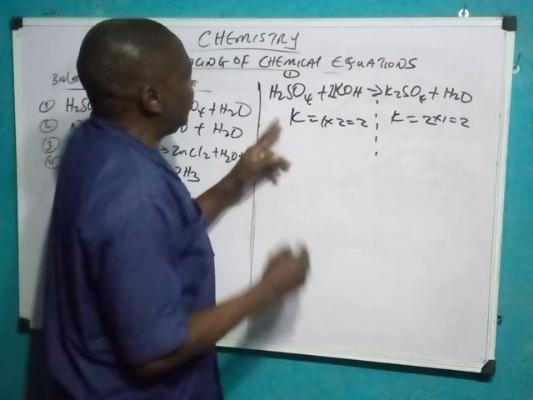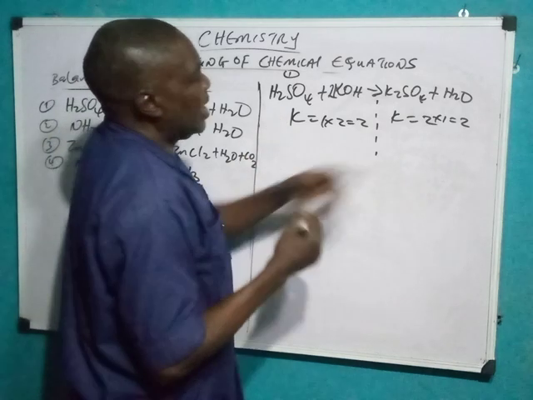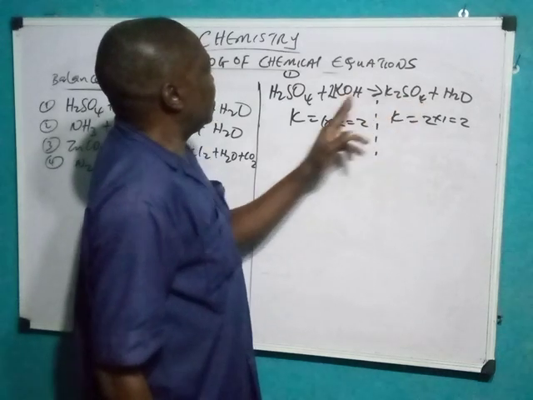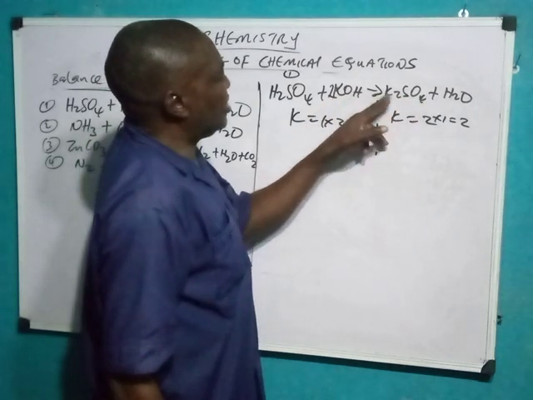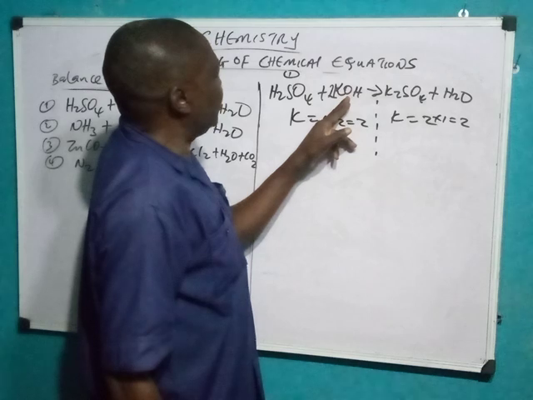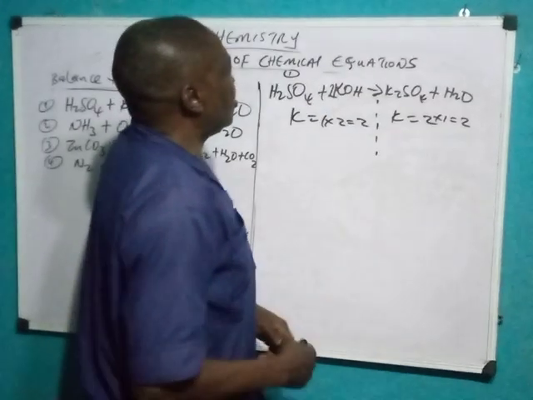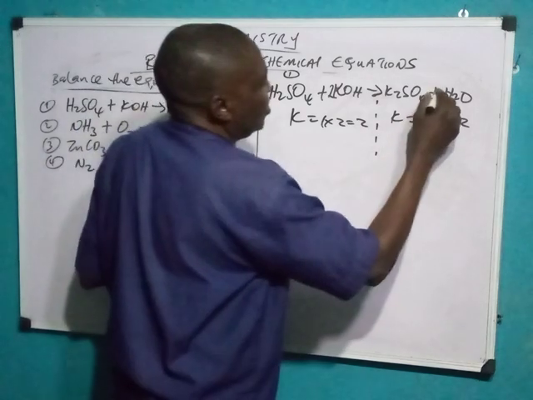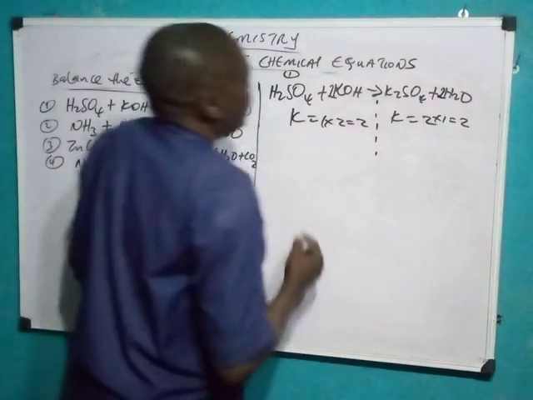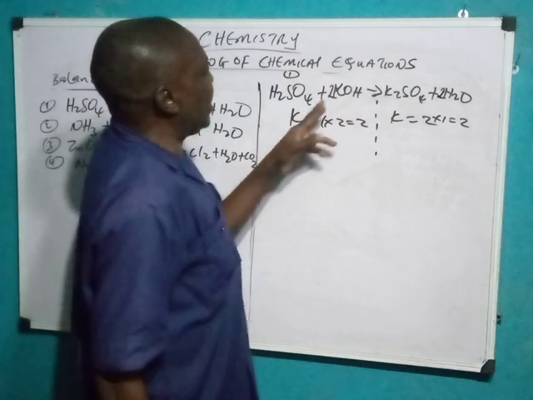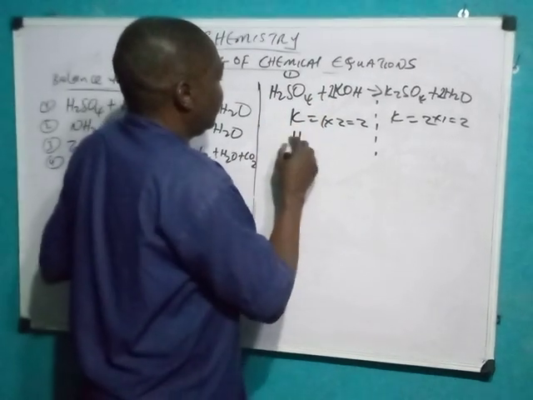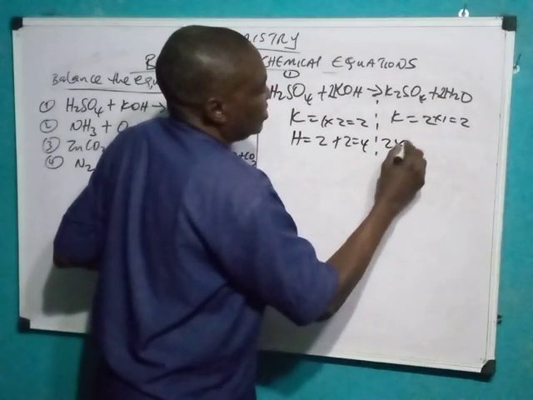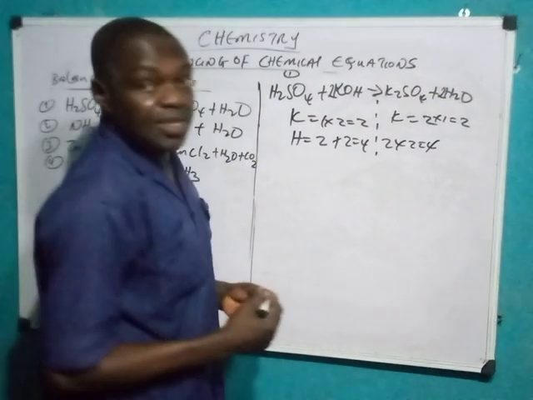Hydrogen is 2, hydrogen is 2. SO4 is together, SO4. Then, potassium is 2, potassium is 2. Oxygen is 2 here, and oxygen is 1 here. So it's not balanced. What you need to do, you just introduce 2 here. So let's see. That makes hydrogen 2 here, 2 plus this 2 equals 4. And hydrogen here, 2 times 2 equals 4. So everything is balanced. So that's how you balance.